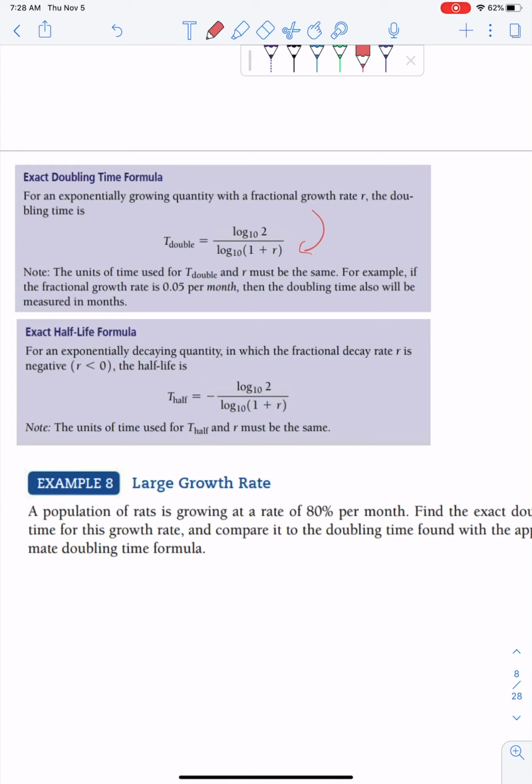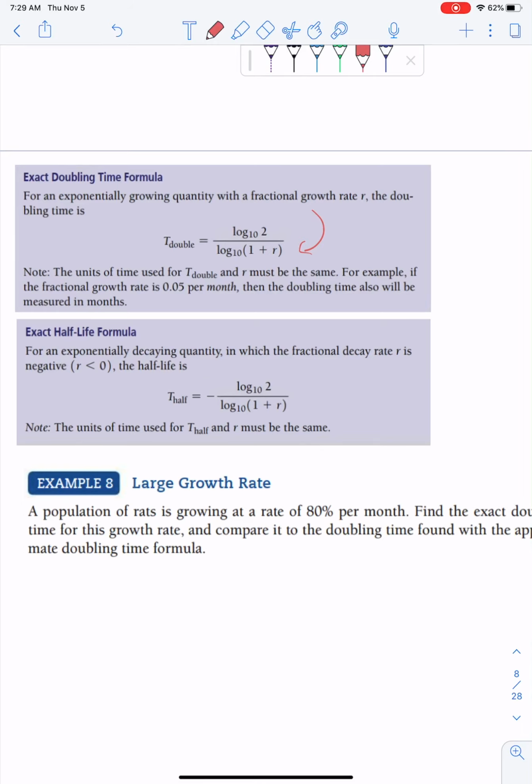And then we have something similar for exact half-life. When an exponentially decaying quantity has a fractional decay rate r that is negative, r is less than 0, the half-life is given by the analogous formula. So we're decaying when our rate is negative, right?